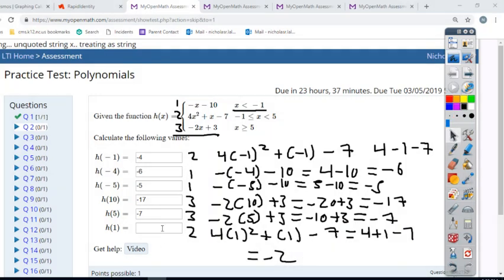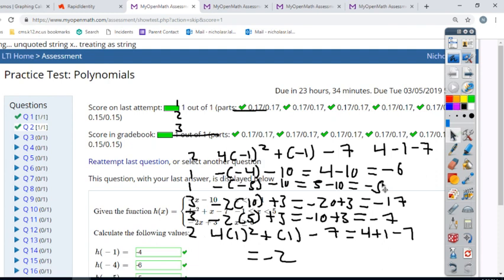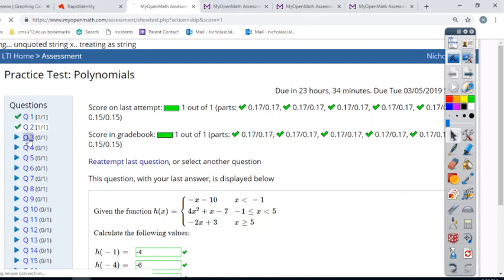I'm going to hit enter, submit. All those are right, clear annotations. Let's go to question 3.